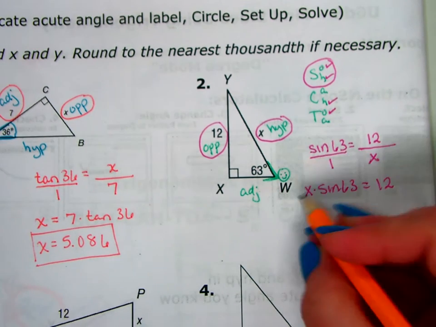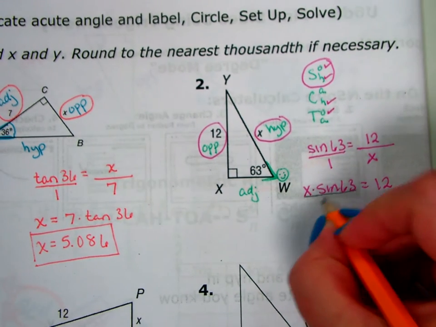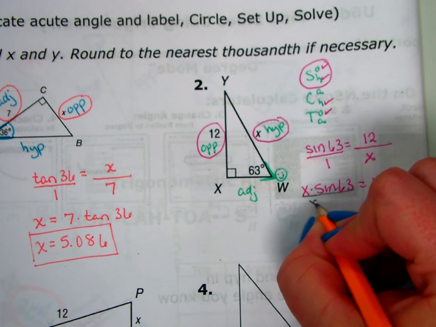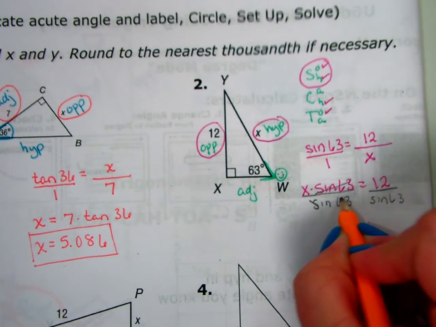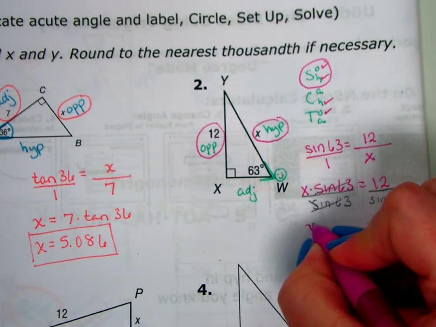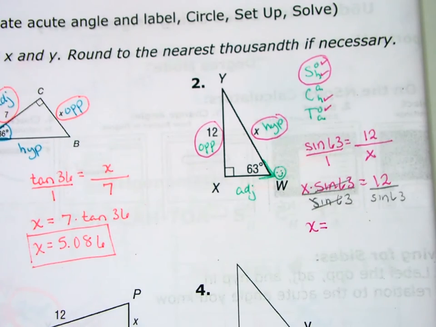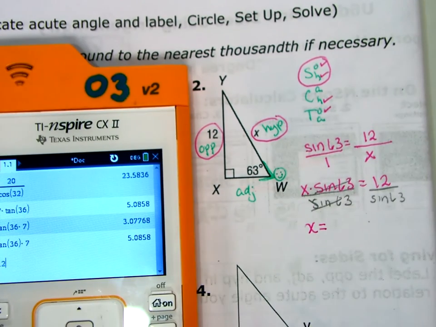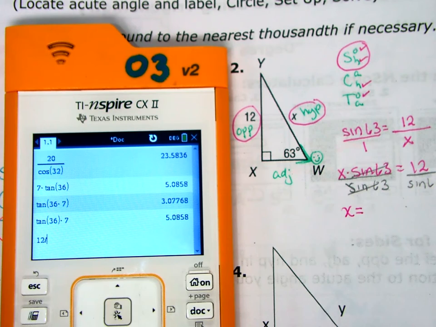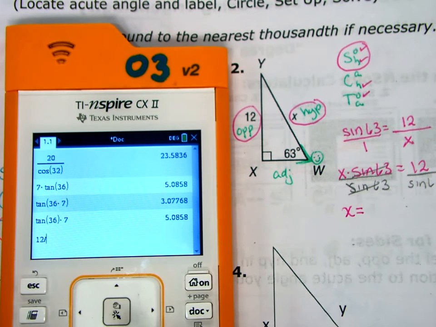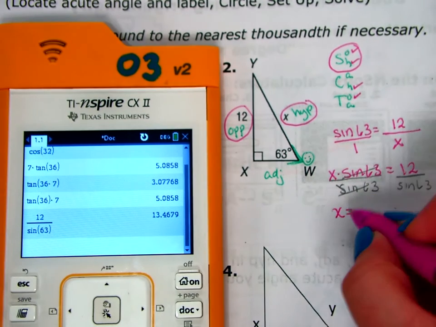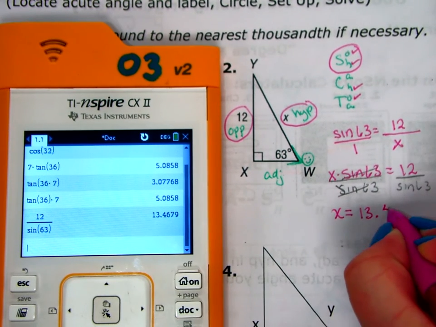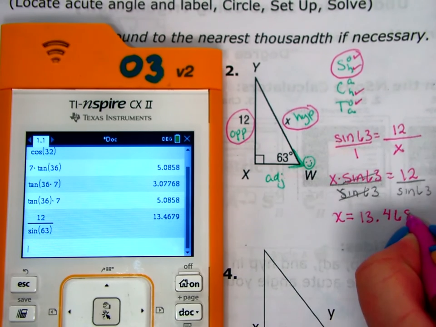If you want to skip this middle step, you could go straight to, I know I'm going to be dividing by that trig function, which is the sine of 63. These will cancel out. X equals 12 divided by the sine of 63. This one you can't put in any other order. The 12 has to go in first, because otherwise you've got your fraction upside down. Sine, so trig sine of 63. When I hit enter and round to 3 places, that's going to be 13.468.